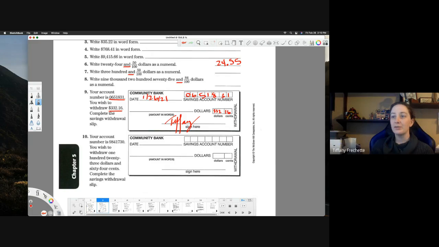They're giving you the amount that you want to withdraw in word form. So make sure you read through this so that you understand how much. They're already giving you the words, and you can write them here except for the cents. You're going to write 64 over 100 for the fraction. And then you fill this part in here for the dollar amount, and then again, sign it.